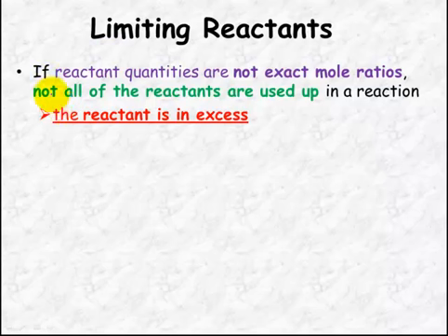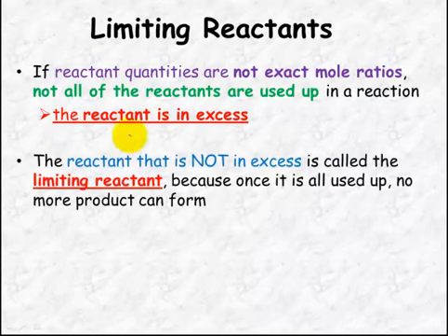So, limiting reactants. If reactant quantities are not exact mole ratios, and that's what we've been working with so far, are exact mole ratios. So if they're not exact mole ratios, not all of the reactants are going to be used up in the reaction. One of the reactants will be in excess. The reactant that's not in excess is called the limiting reactant because it's that reactant that's going to limit what can be produced.